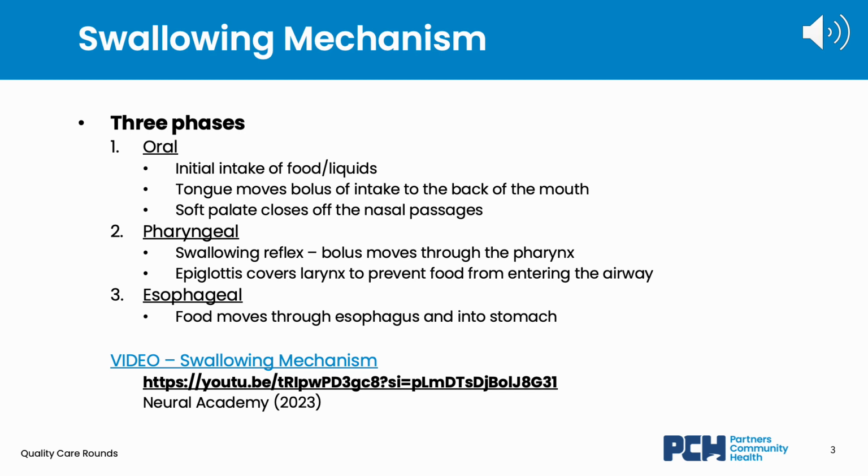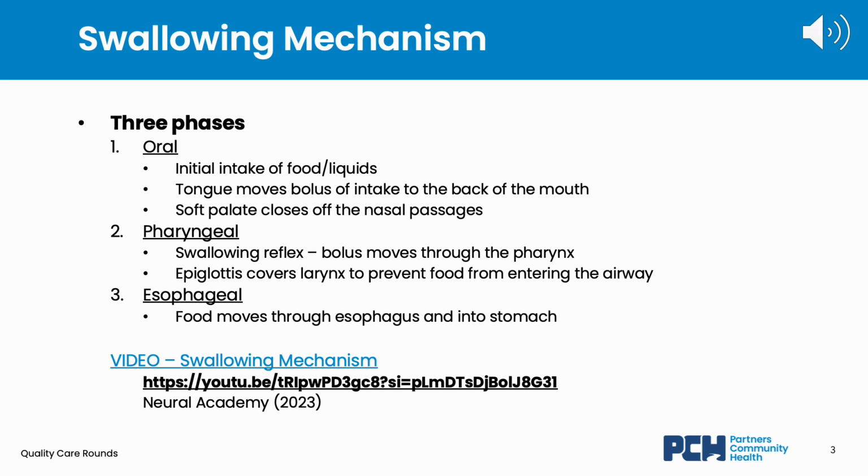So let's start by first describing the normal physiological mechanism for swallowing. It is divided into three phases: the oral, pharyngeal, and esophageal components. First, the oral phase begins in the mouth and involves the initial consumption of food or liquids. The tongue moves this bolus of intake to the back of the mouth, where the soft palate closes off the nasal passages to prevent it from regurgitating into the nose.